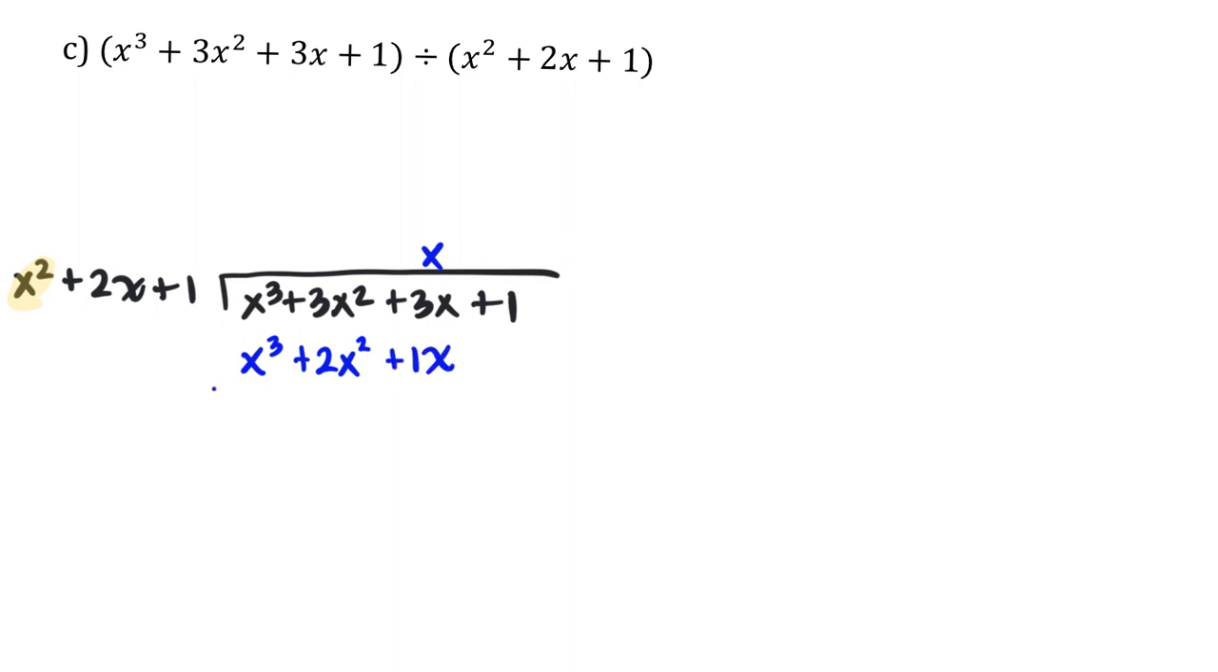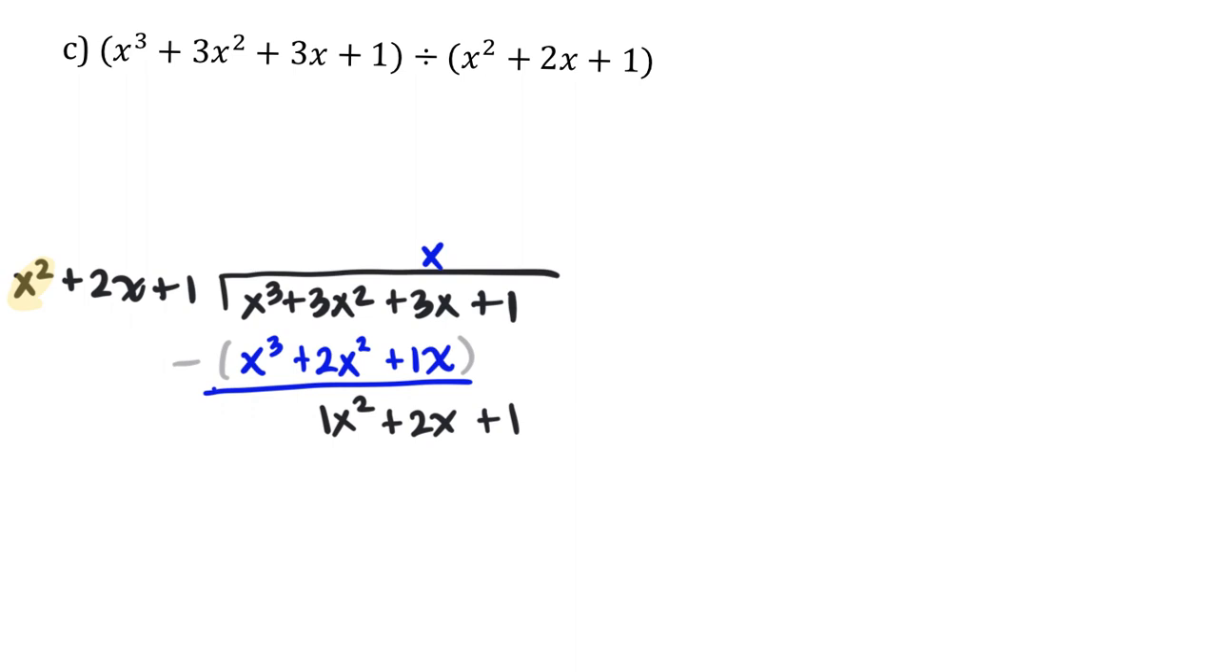I'm still going to subtract down. There just happens to be 3 things to subtract down. The first one should still cancel. So this minus this cancels. 3x squared minus 2x squared is 1x squared. And then 3x minus 1x is 2x. Bring down the plus 1.